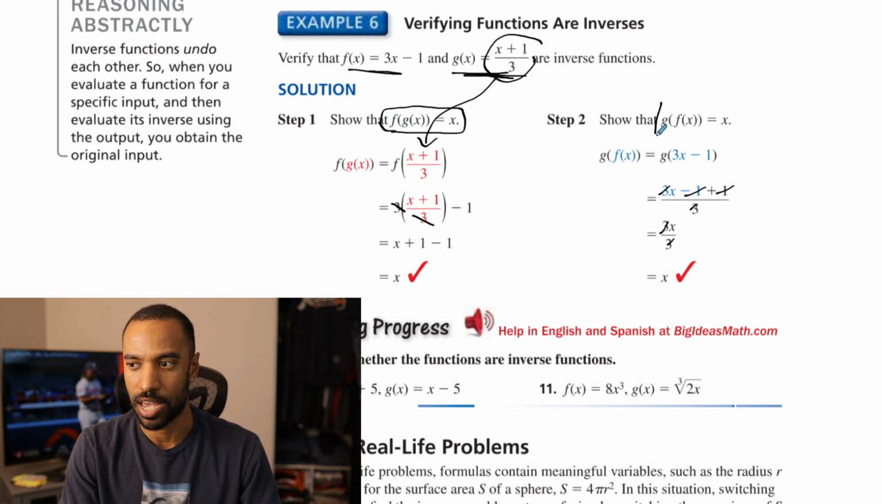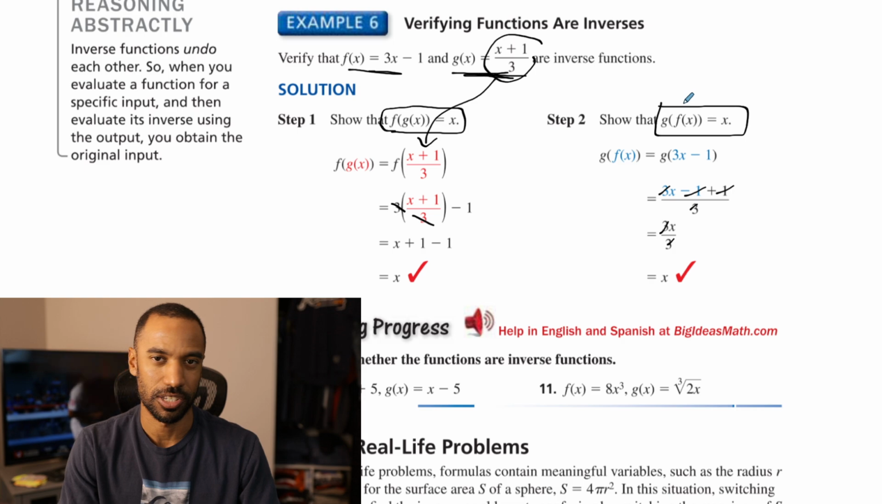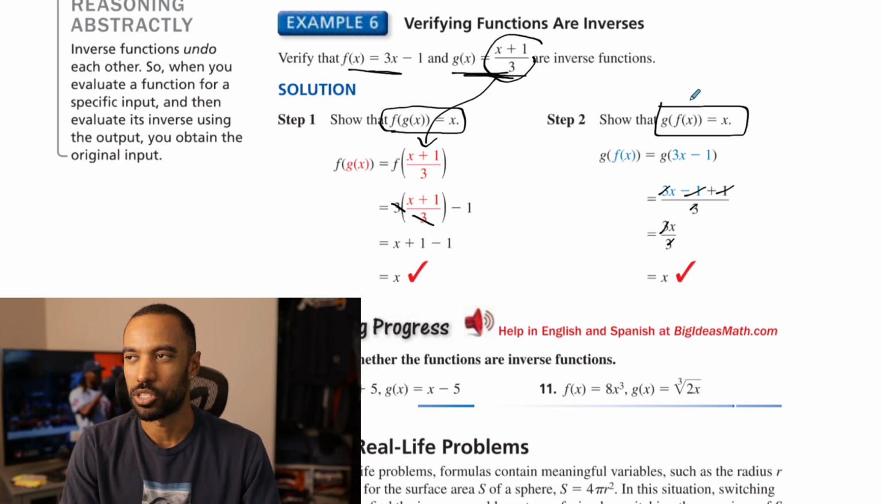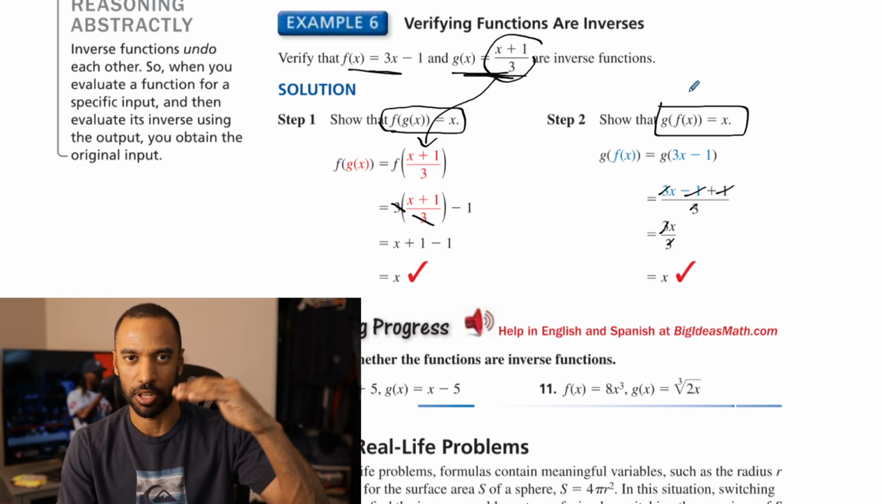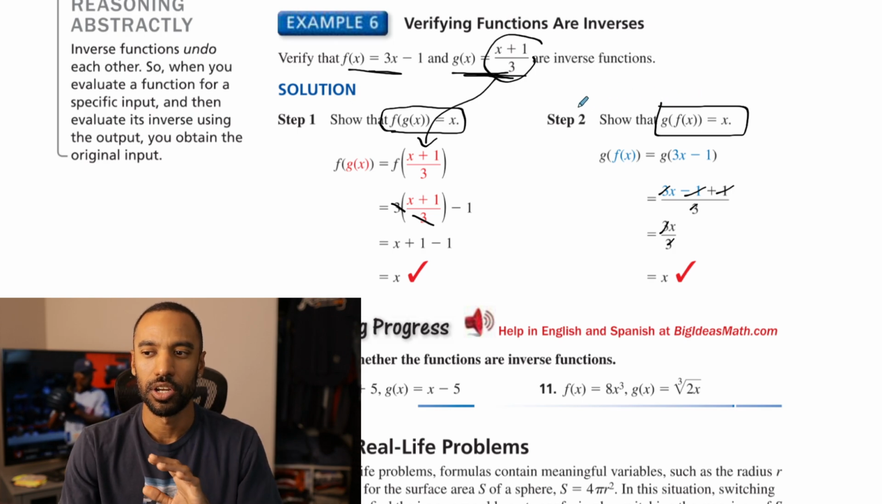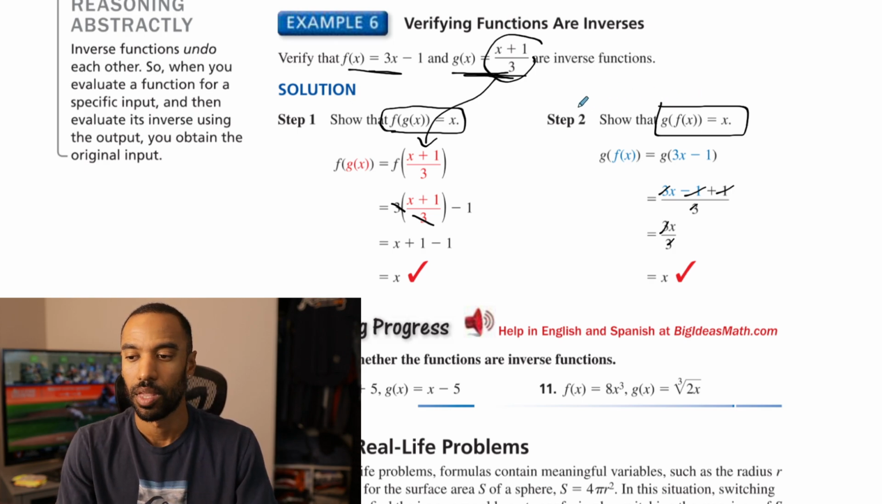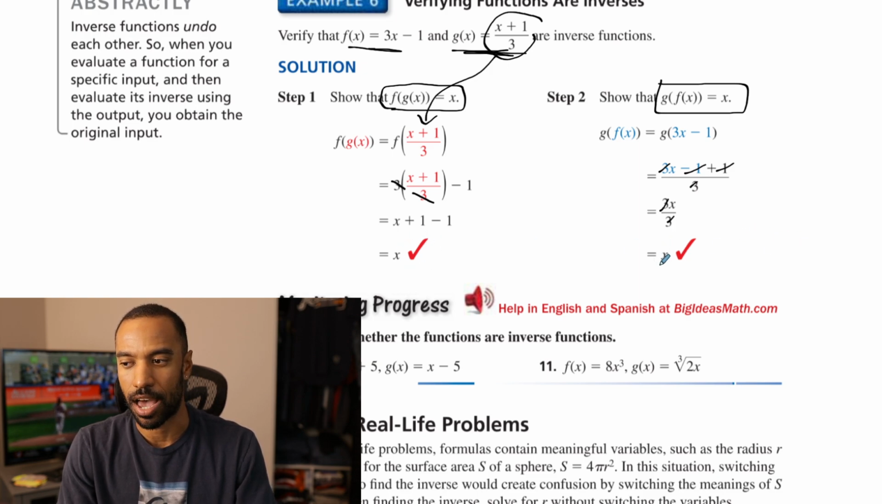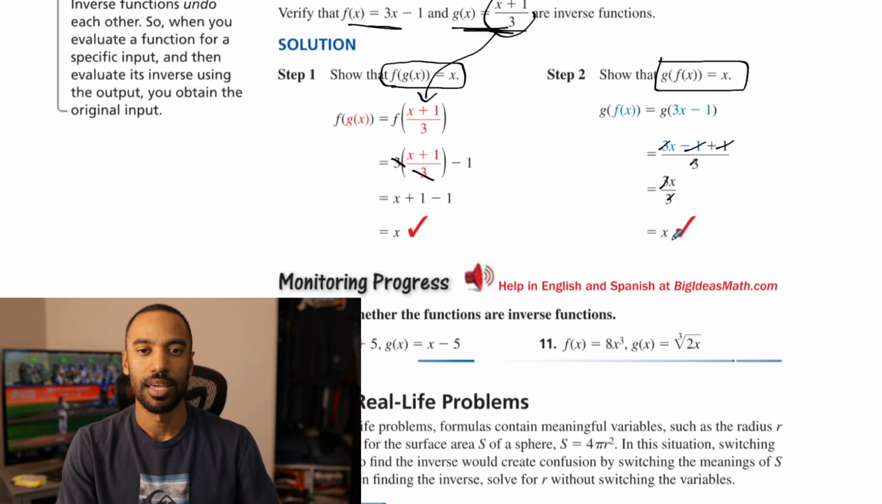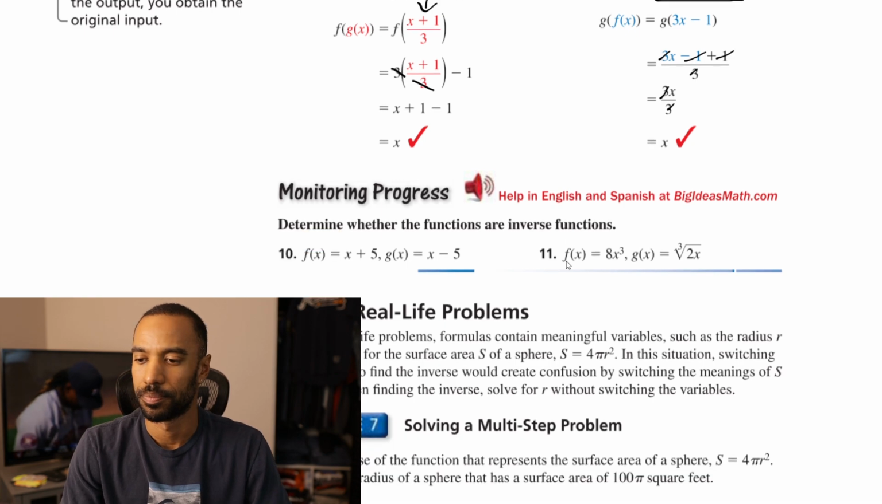Now, the majority of the time, you only need to do one check to say it for sure, but because you have the ones with square roots that aren't a plus or minus, and then the things that are squared, you're technically supposed to check both ways. And if you don't just get x back out, assuming you simplified correctly, then they're not truly inverses of each other.